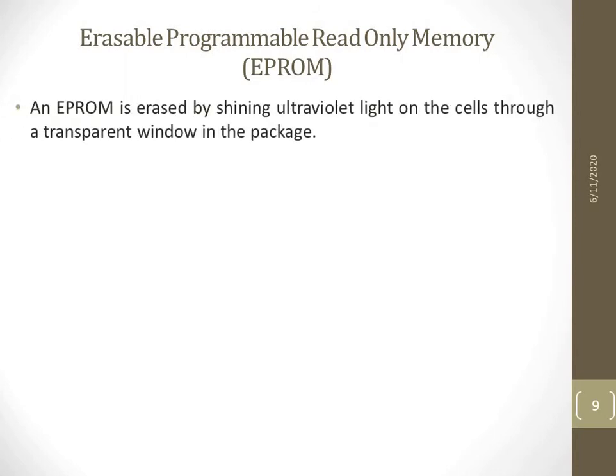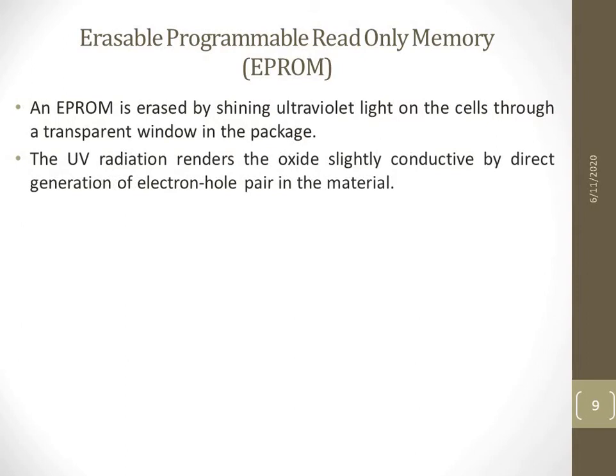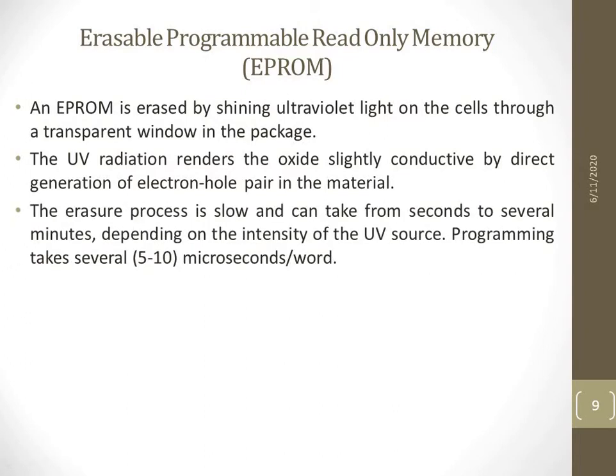So, we'll look at EPROM, that is erasable programmable read only memory. It is erased by shining ultraviolet light on the cells through a transparent window in the package. The UV rays render the oxide slightly conductive by direct generation of electron-hole pairs in the material. The erasure process is slow and can take from seconds to several minutes depending on the intensity of the UV source. The programming may take 5 to 10 microseconds per word.